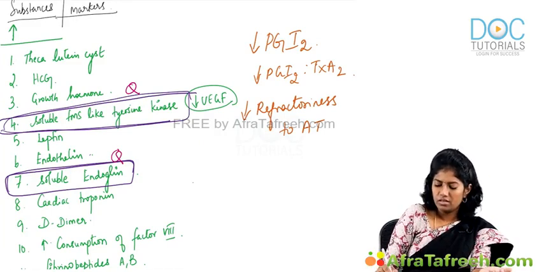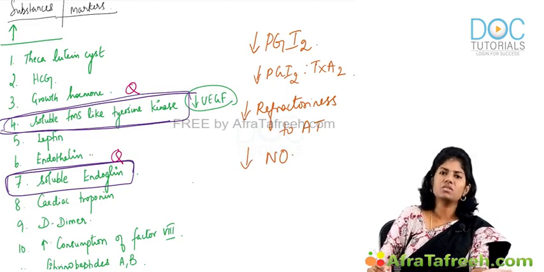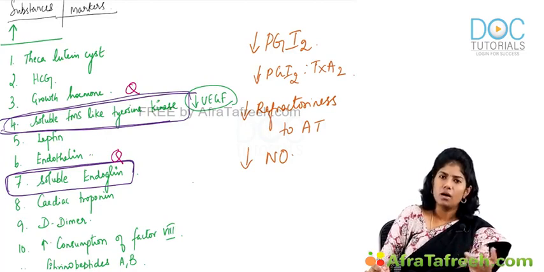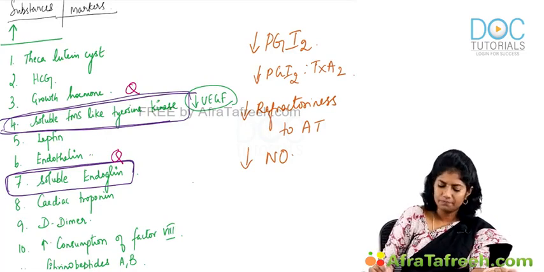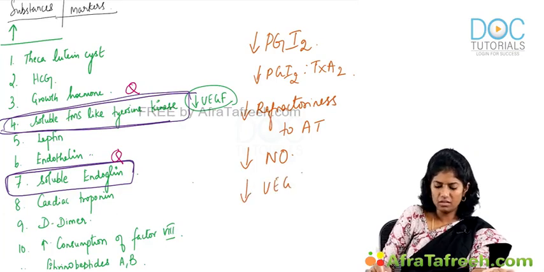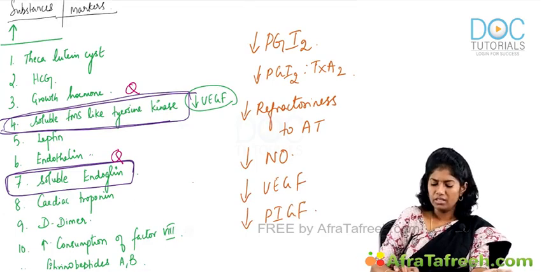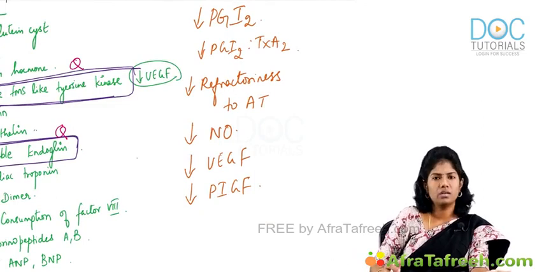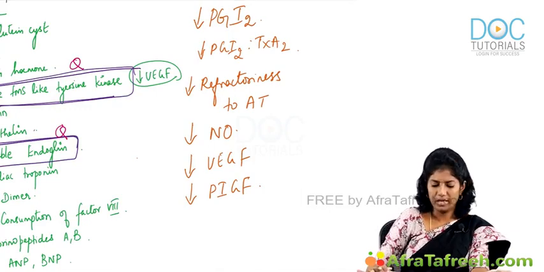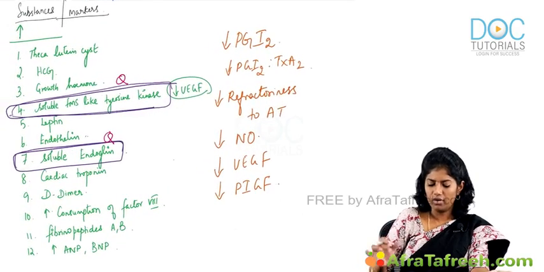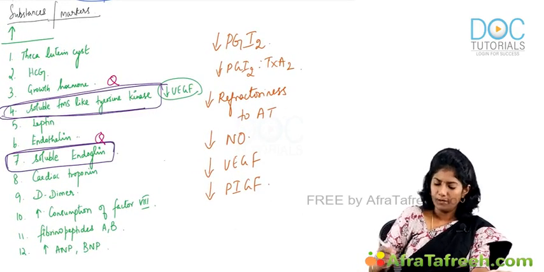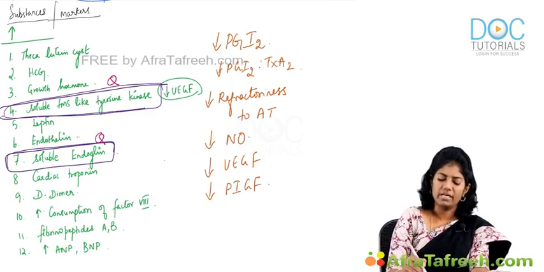Next is a decrease in nitric oxide. Nitric oxide, as you all know, is a vasodilator, and nitric oxide is the main substance that regulates the placental blood flow. So, decrease in nitric oxide, decrease in vascular endothelial growth factor, decrease in placental growth factor. So, decrease in prostaglandin I2, decreased refractoriness to angiotensin 2, decrease in nitric oxide levels, VEGF and PIGF. These are the substances or markers that are promising predictors in the future.